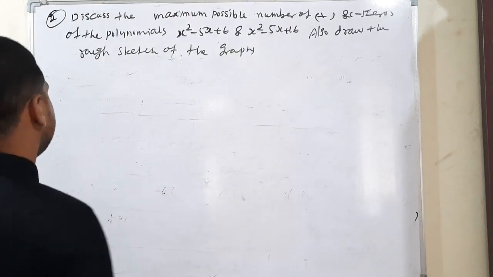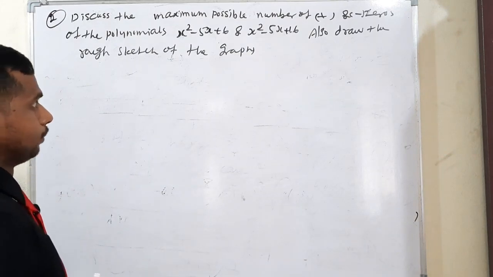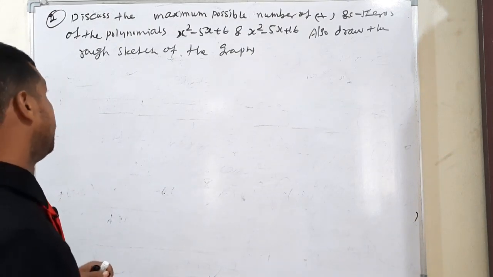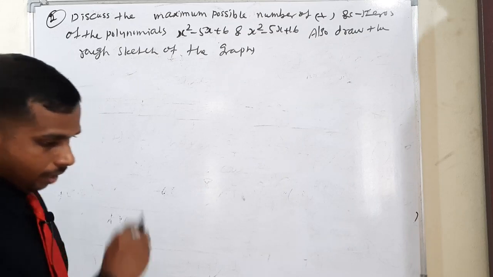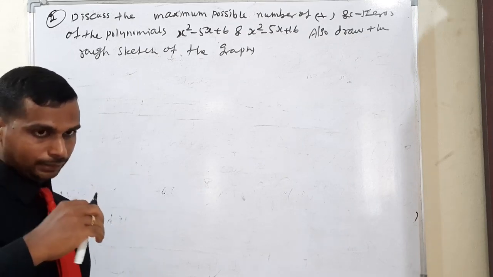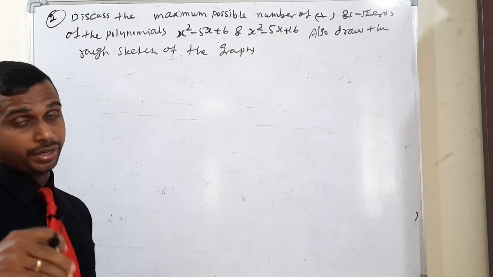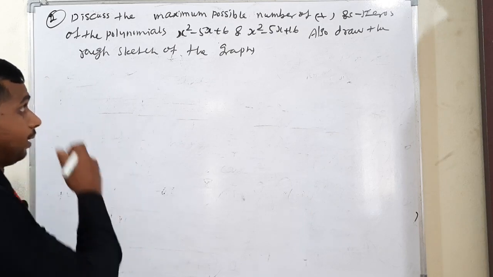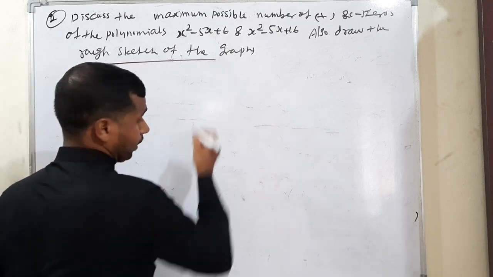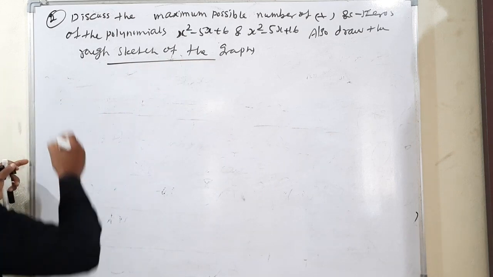Question number 2 from exercise 3.6. Discuss the maximum possible number of positive and negative zeros of the polynomial. Okay, in the last question, number 1, we found the maximum possible positive and negative roots. Here there are zeros, but we also have to draw a rough sketch of the graph. Okay, let's do it one by one.